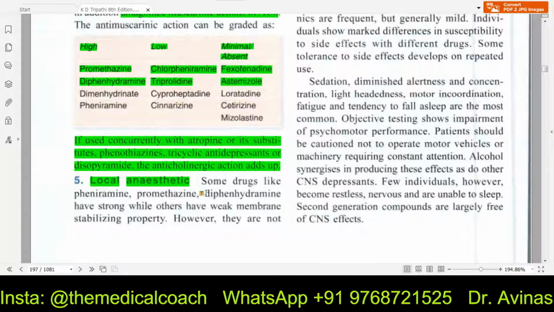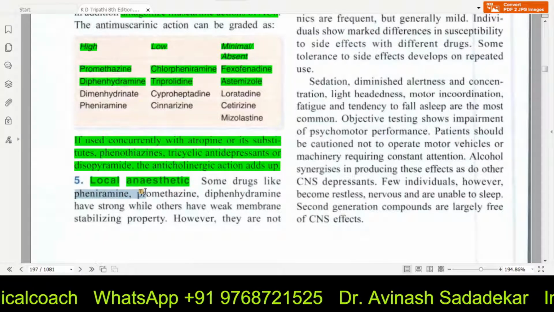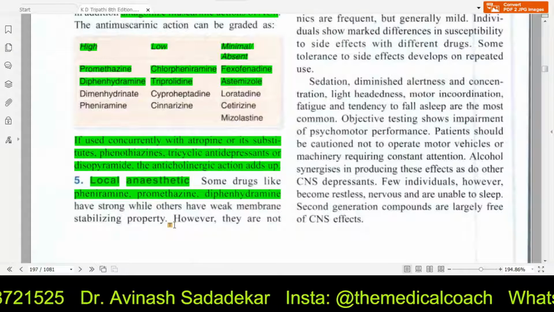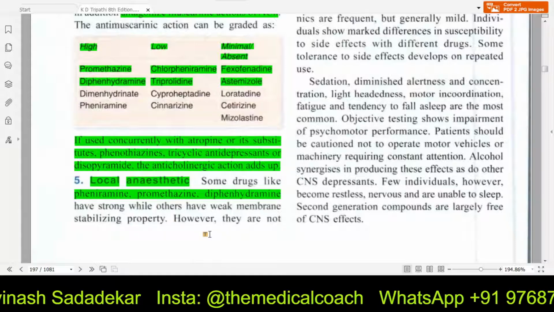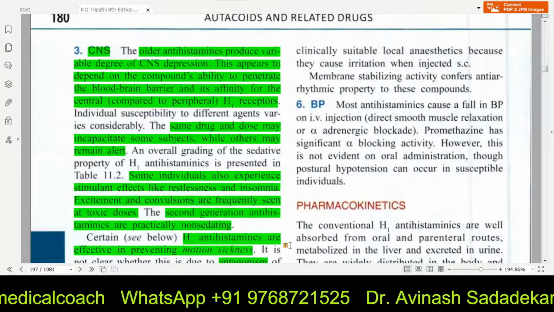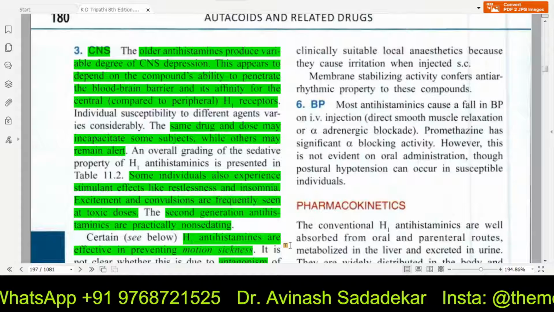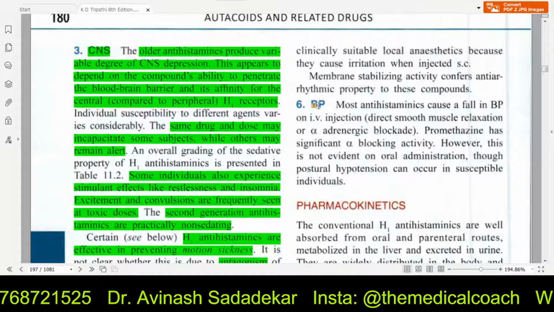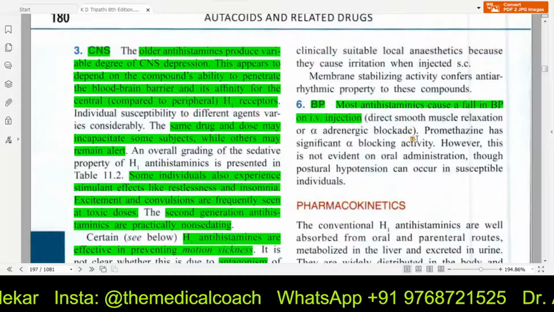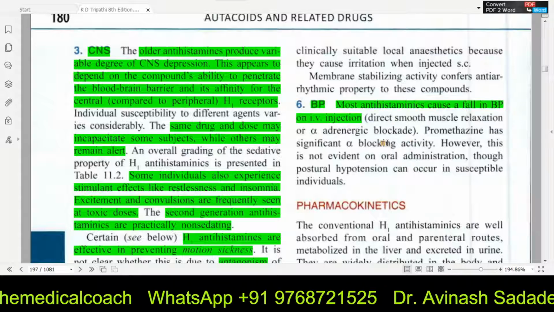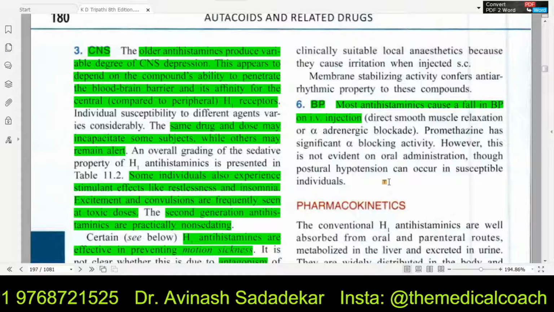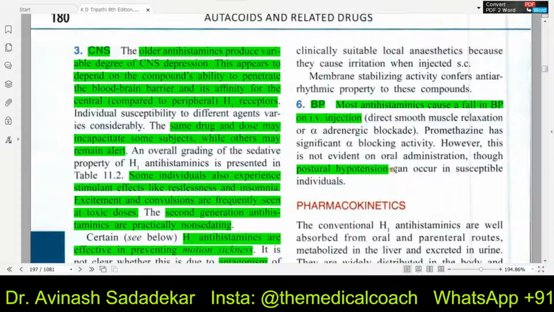The local anesthetic properties of phenyramine, promethazine, and diphenhydramine are pretty well known. They are strong local anesthetics, the ones which I mentioned. The other ones have weak membrane stabilizing property. They are weak local anesthetics, but they are not to be used as local anesthetics because they can cause irritation when given subcutaneously. Okay. And BP, most of them will cause a fall in BP on IV injection, but this is because of smooth muscle relaxation or by alpha adrenergic block. But on oral administration, this does not happen. Some people get postural hypotension, others don't.